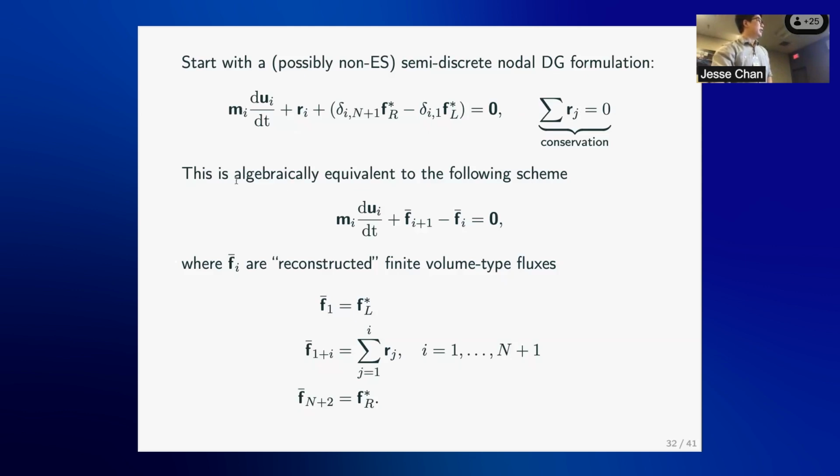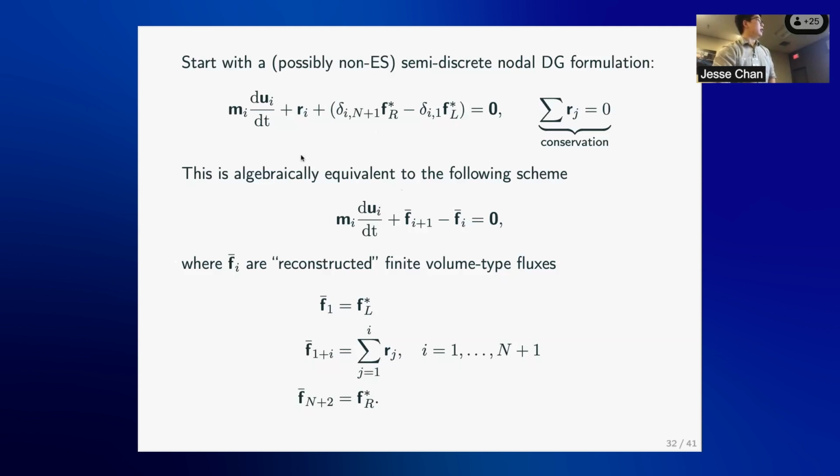What we can show is that this is algebraically equivalent to something that looks very similar to a finite volume scheme if you introduce these reconstructed finite volume type fluxes. And this was an observation, again, that Will Pasner made. He has done a lot for our research group, so thank you, Will. If you define these reconstructed finite volume fluxes to be the numerical flux on the left and right, and in the middle to be partial sums of these volume residuals, then it turns out you get this algebraic reformulation. These two are entirely algebraically equivalent.